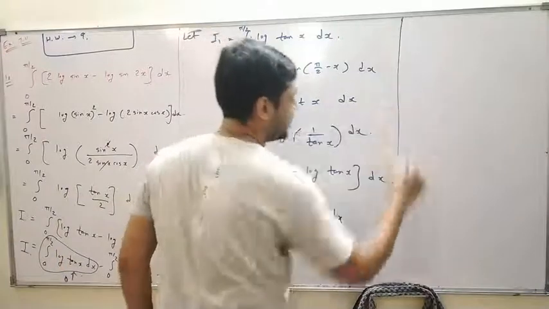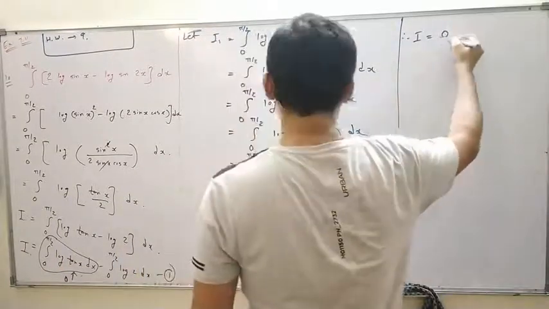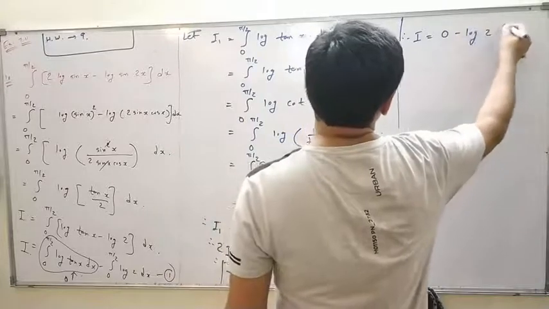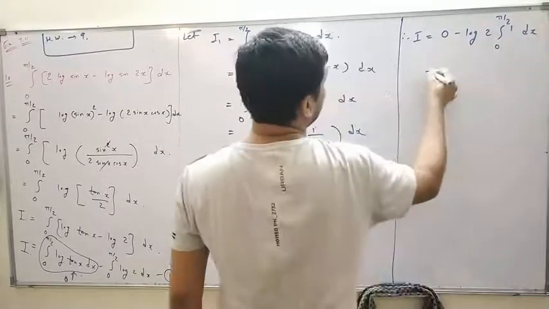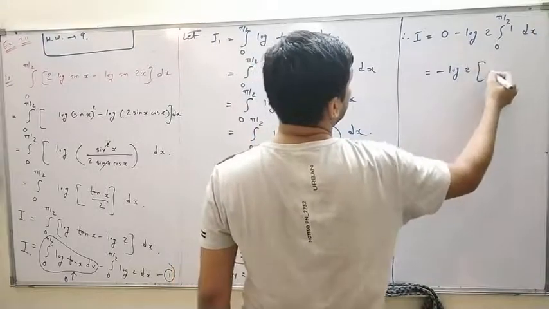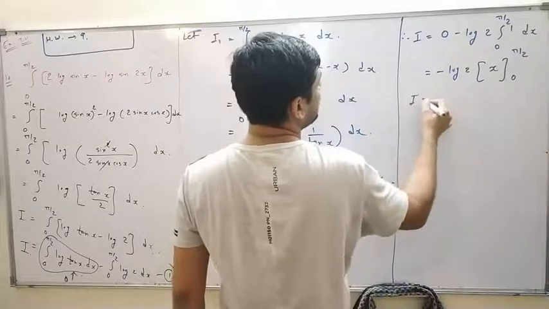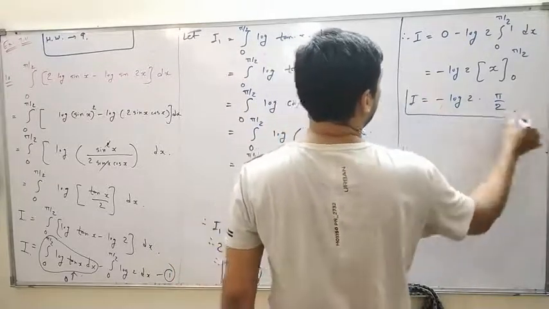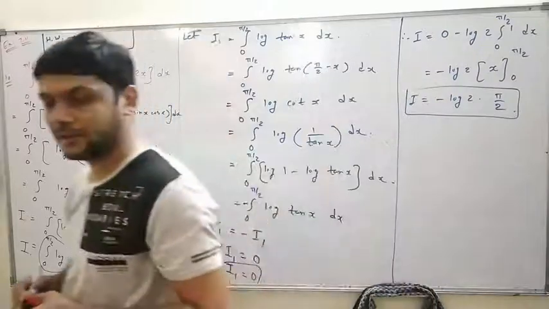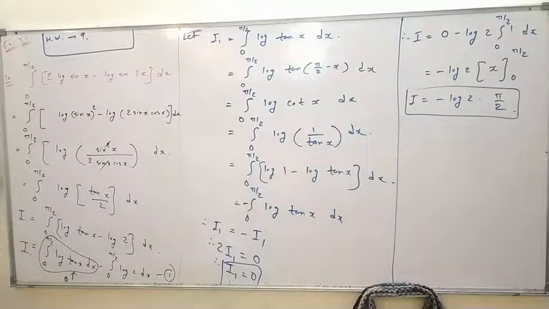So now your I is equal to 0 minus log 2 integral 0 to pi by 2 of 1 dx, that is minus log 2 times the integration of 1, which is x, with limit 0 to pi by 2. So I is equal to minus log 2 times pi by 2. That is your answer. Clear? Next question, question number 11.